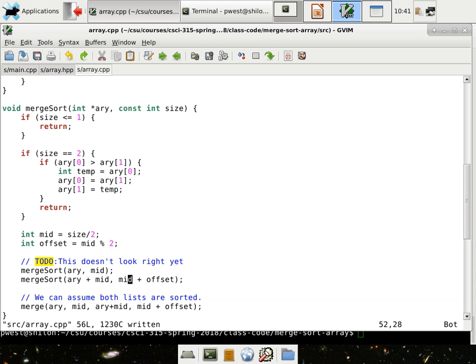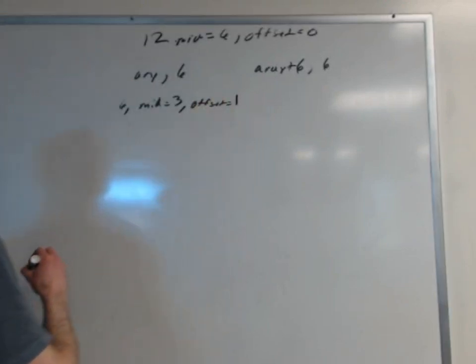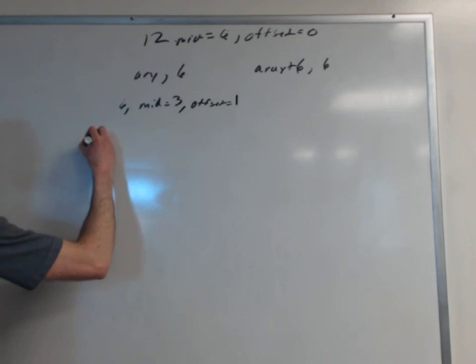All right, now what happens? No. We're going to call it over here. What is size? Size is 6. Mid is what? Mid is 3. And offset is. You mind putting that on camera, Dr. West? Sure, not a problem. And offset is 1. Uh-oh. I think that's our problem.